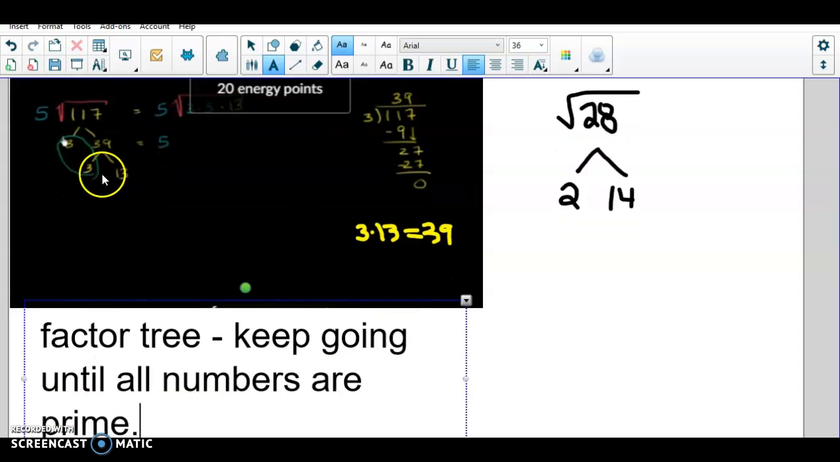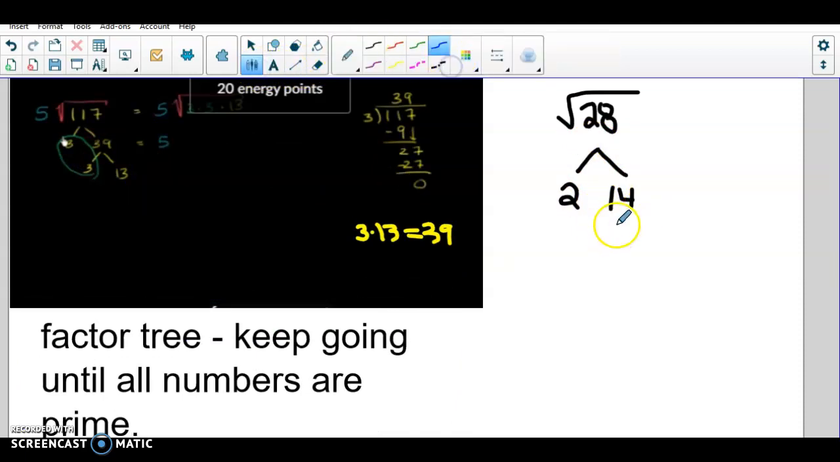So he just kept going. We would keep going with this 14. How would we break down 14? 14 is an even number, so 2 multiplied by 7. Now we have a 2 which is prime, a 2 which is prime, and a 7 which is prime. So we can rewrite this. You can't see it here, but he wrote 5 on the outside. He kept that number on the outside, and then he rewrote the 3 and the 13. So we're going to do the same thing.